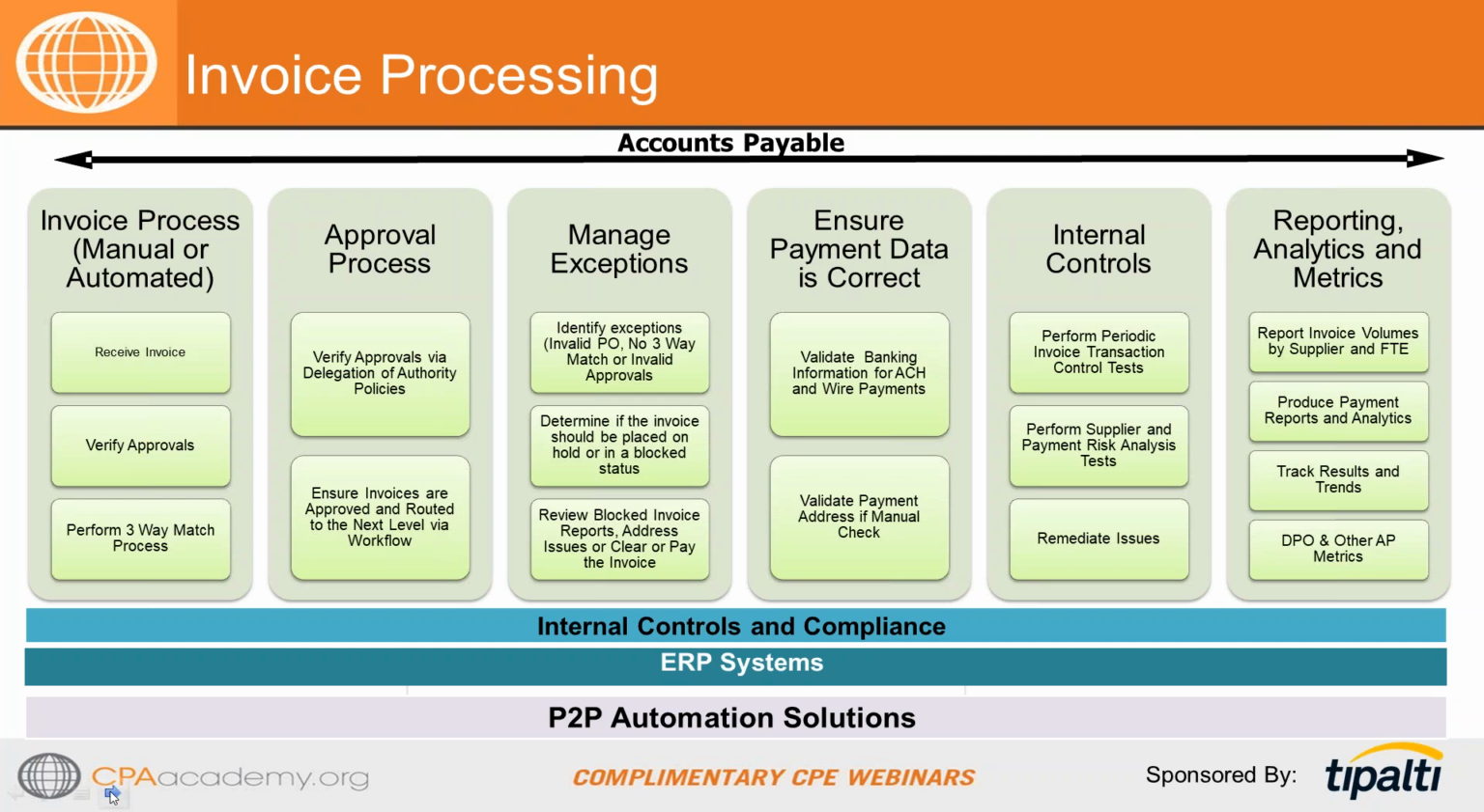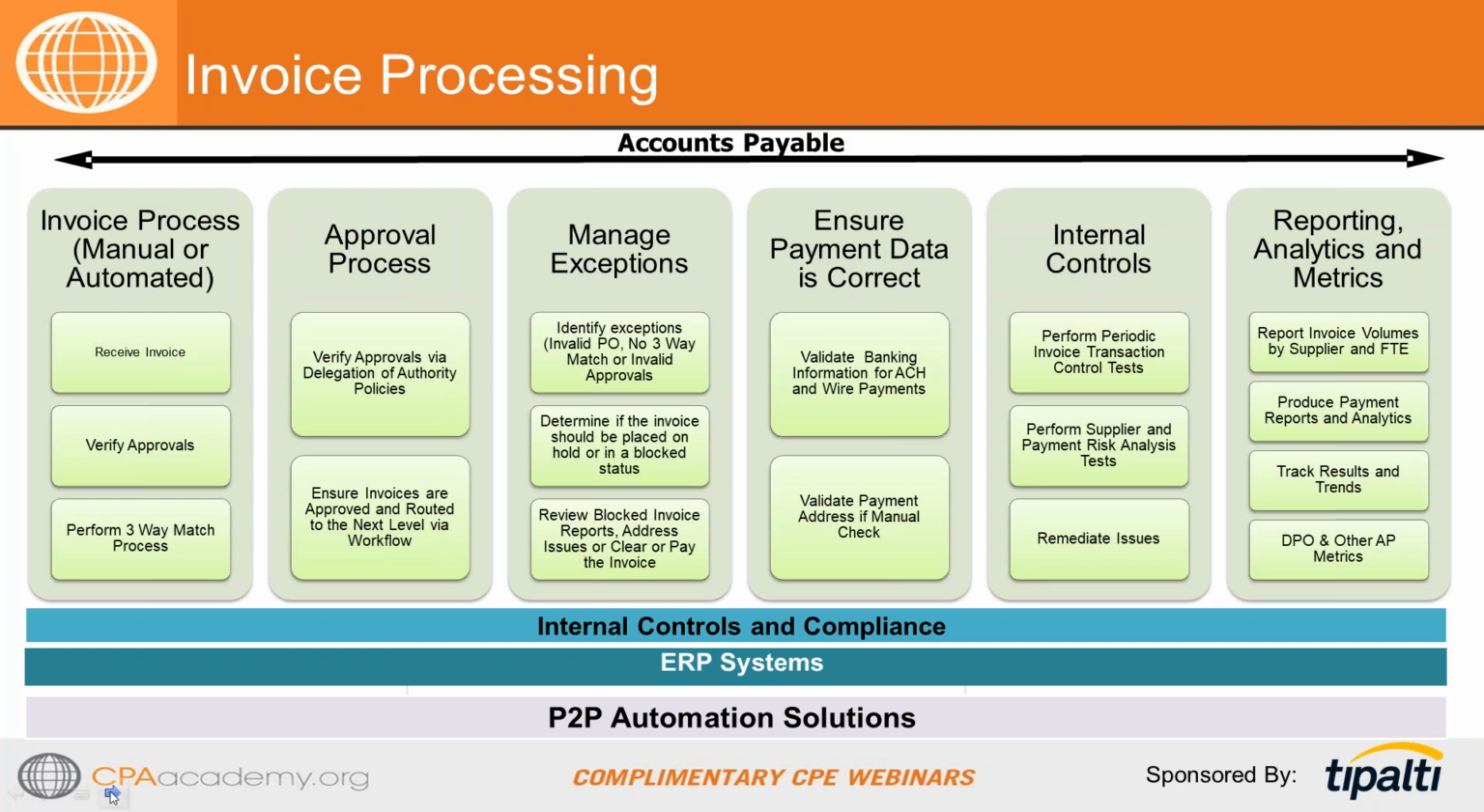Making sure the payment data is correct, validating banking information for ACH and wire transfers, and validating the payment address if it's a manual check. With internal controls, perform periodic invoice transaction control tests, look at supplier and payment risk analysis tests, and of course remediate any issues and go back and address what needs to be fixed in the process.